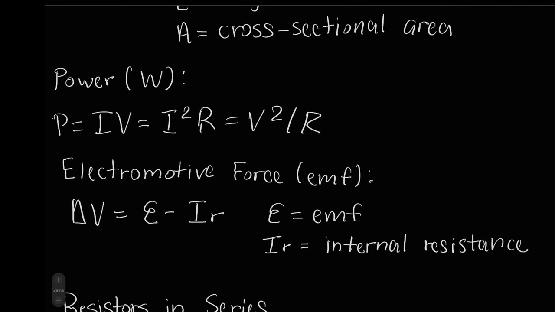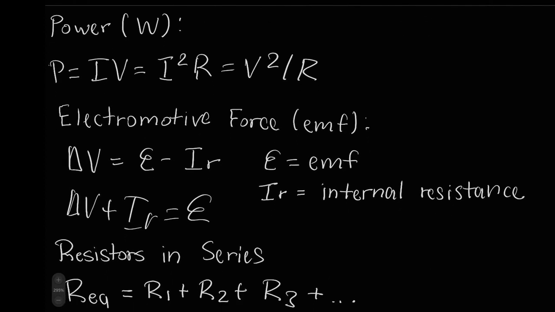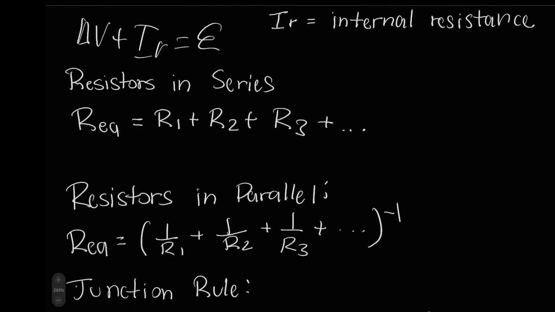Now, if we're trying to find electromotive force, or EMF, in order to calculate EMF, you would have to find the electrical potential difference and then add the current times the internal resistance, and then you would get E, or EMF, with r being the internal resistance. And now if we have resistors in series, the equivalent resistance would be equal to the sum of all the resistors in the series.